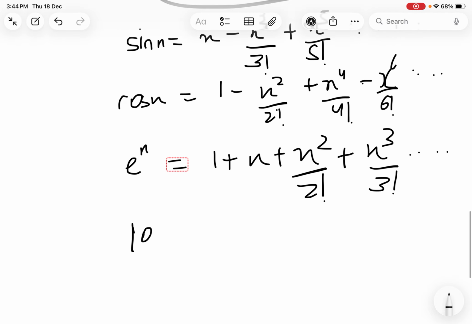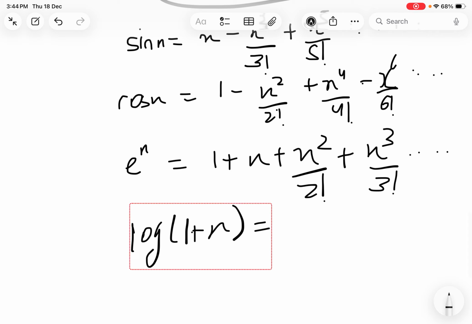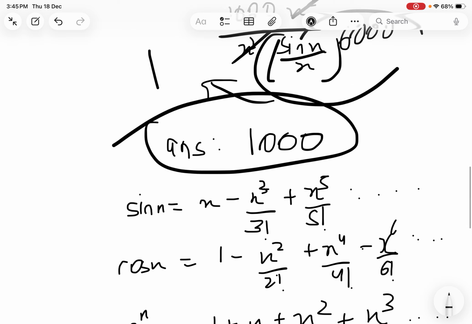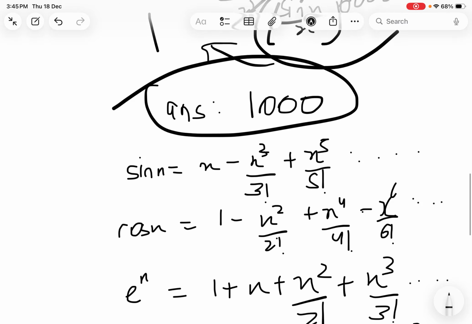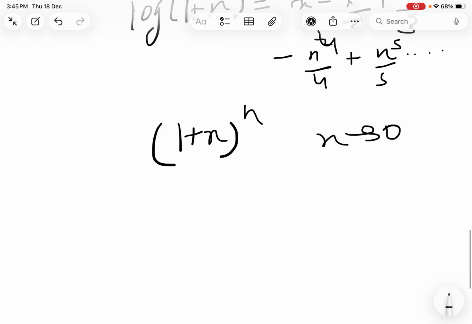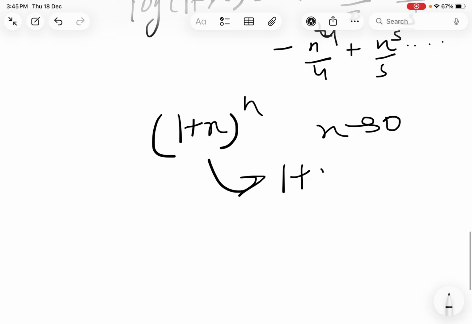And log of 1 plus x is x minus x square by 2 plus x cube by 3 minus x4 by 4 plus x5 by 5, and so on. All right, so these are the basic expansions, and also the result. This result is very important: 1 plus x raised to power n, when x tends to 0, becomes 1 plus nx.